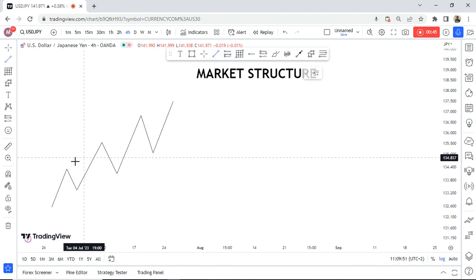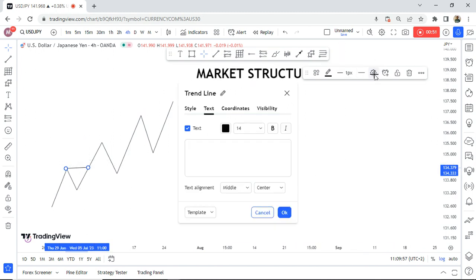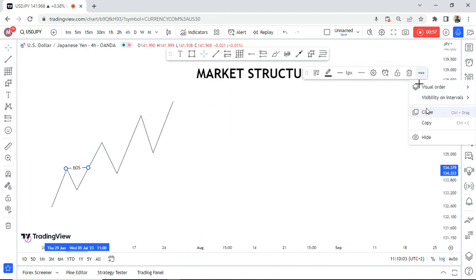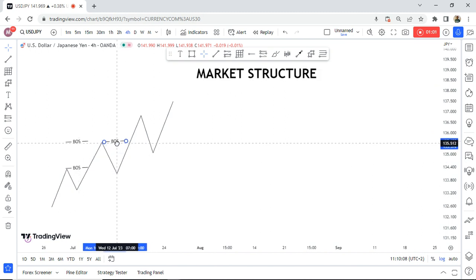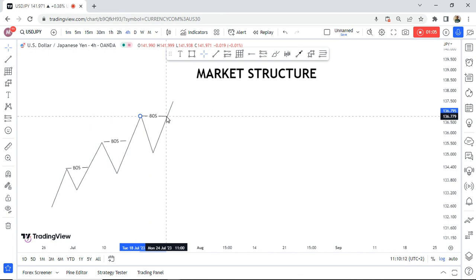So the market has been breaking this structure here, which we're going to name a break of structure. I'm quickly going to name this one right here, break of structure, and make sure that I clone them fast to save some time. Yes, these are basically our break of structure sections.